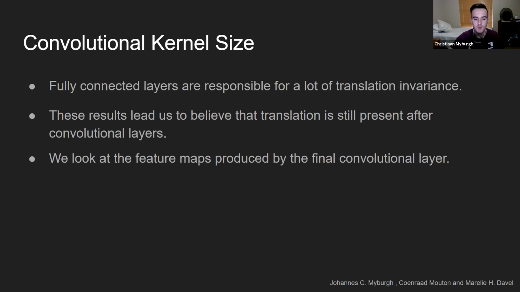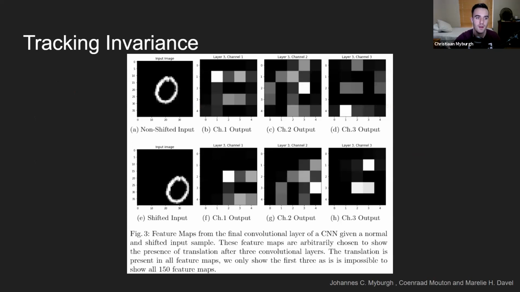Now, to further study this, we decided to take a look at the feature maps produced by the final convolutional layer. As you can see from this example, the top example is the base input and the feature maps of the 3 convolutional layers. And the bottom example is a shifted input and the feature maps produced by the 3 convolutional layers. As you can see from these results, the shift is still present even through 3 convolutional layers. We only show 3 feature maps here, but the pattern is present in the rest of them as well.